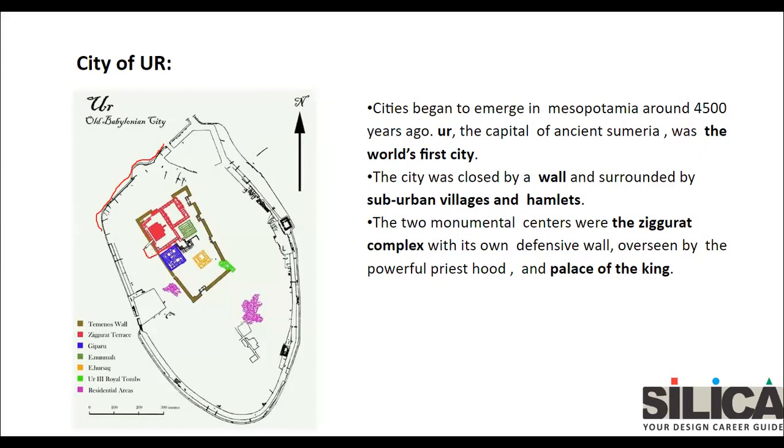So you can see in this red one, which is the ziggurat, with its own defensive wall, overseen by the powerful priesthood, the palace of the king. And these are the other places: Gimparu, Temenos Wall. This one is the Temenos Wall, which is a high fortification wall. This one is Ur, the royal tomb places. These purple ones are the other settlement residential areas, suburban villages.